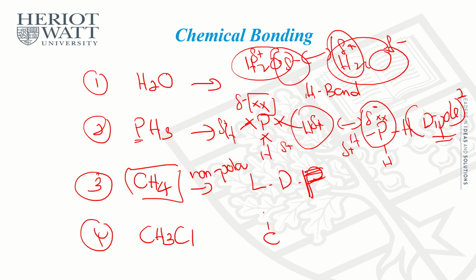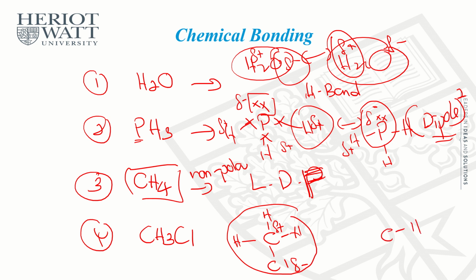CH3Cl, is it a polar molecule? Let's draw it out. Yes, delta negative for Cl, as with F, O, N, Cl, Br. Cl is here, so the carbon attached to it is delta positive. This is one molecule.